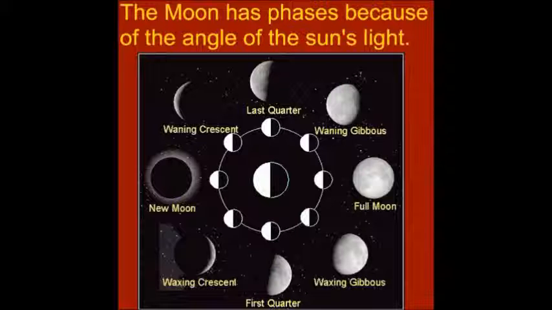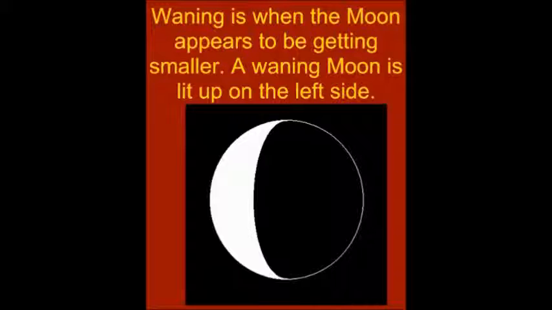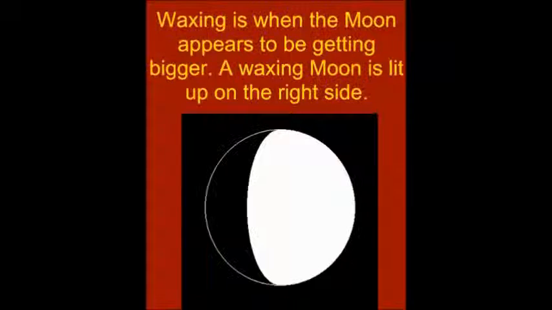There are two terms to describe how the moon is progressing through its phases. A waning moon is when the moon appears to be getting smaller, and a waning moon is always lit up on the left side. A waxing moon is when the moon appears to be getting bigger, and a waxing moon is always lit up on the right side.